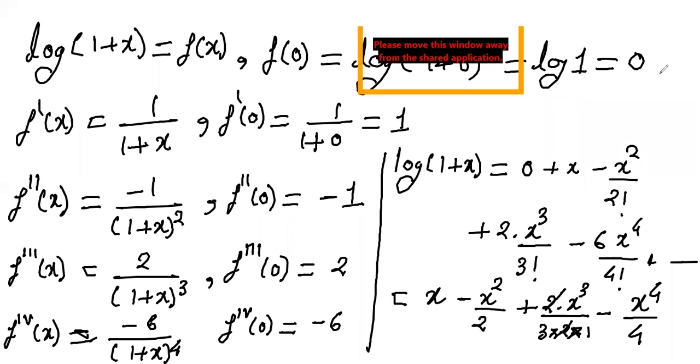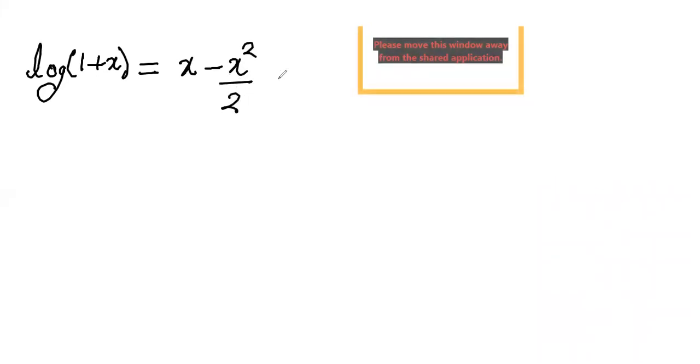Okay, I'm moving ahead. So next is log 1 minus x. Before that, let me rewrite log 1 plus x. That is x minus x square upon 2 plus x cube by 3 minus x to the power 4 upon 4 and so on.